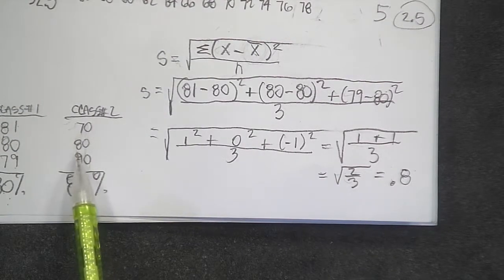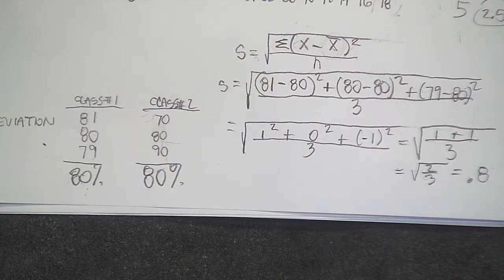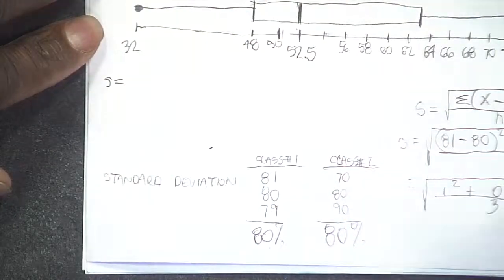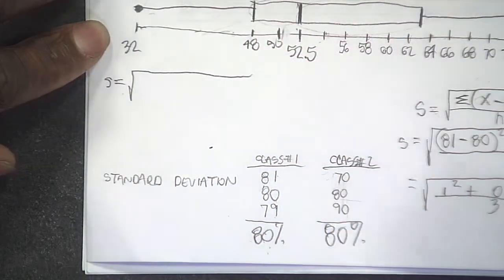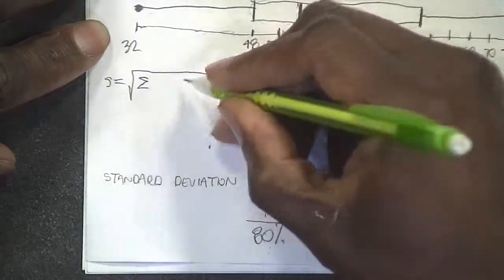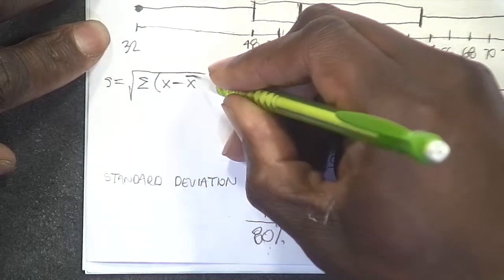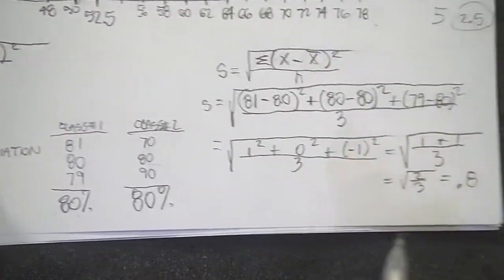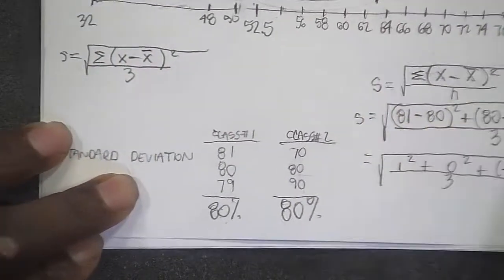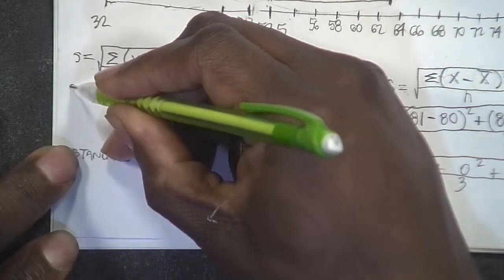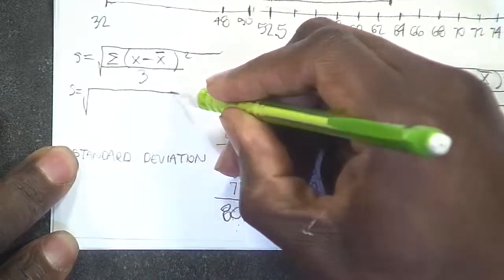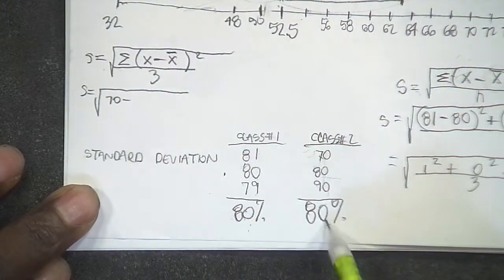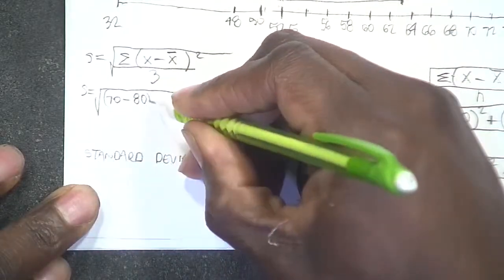All right, let's find the standard deviation of the second class. I don't have a lot of space, so I'll show the work right in this area. I'm going to use the same equation: the square root of the summation of x minus x bar, squared, divided by the number of pieces of data. I'm going to do the same thing that I did over here, but I'm going to consider each score. So the standard deviation is equal to the square root of 70 minus the mean. Again, the mean was 80%. 70 minus 80, I'm going to square that.